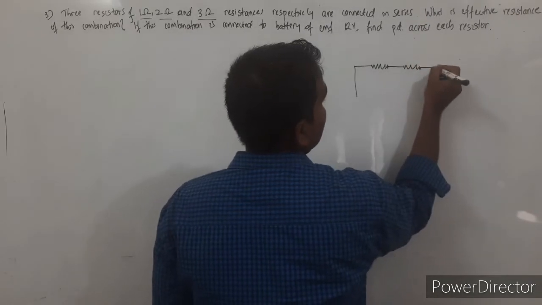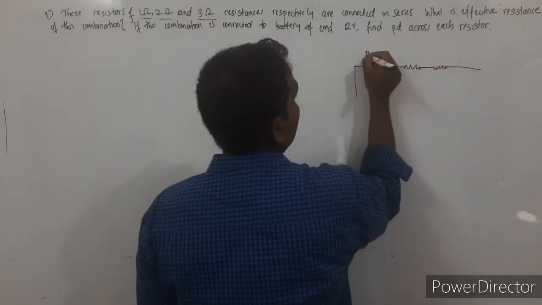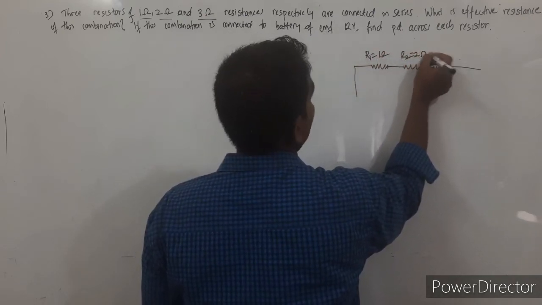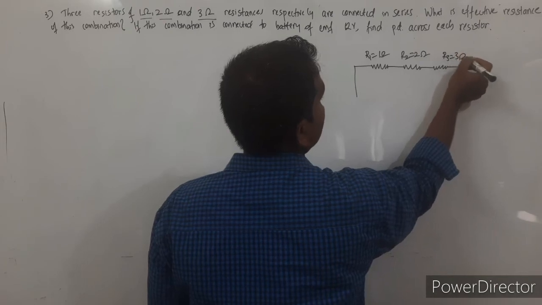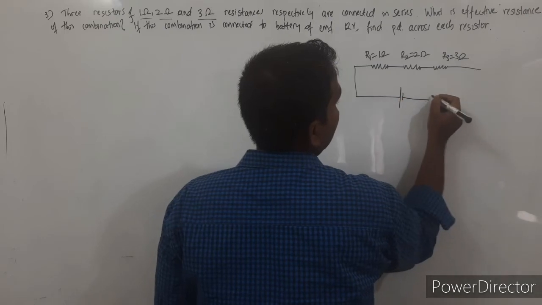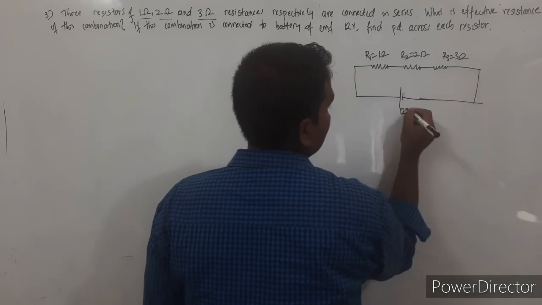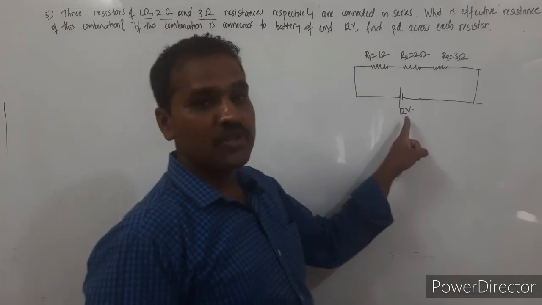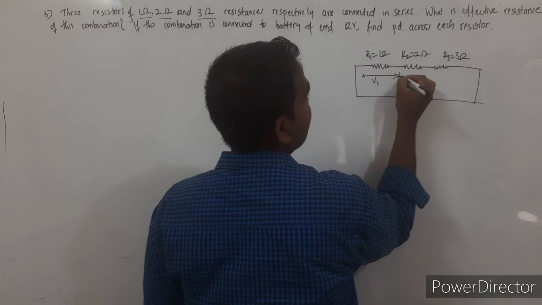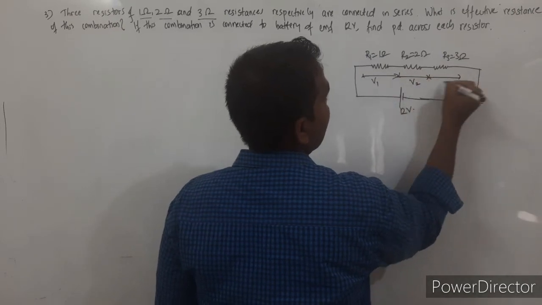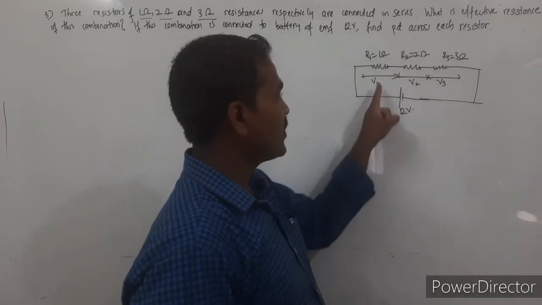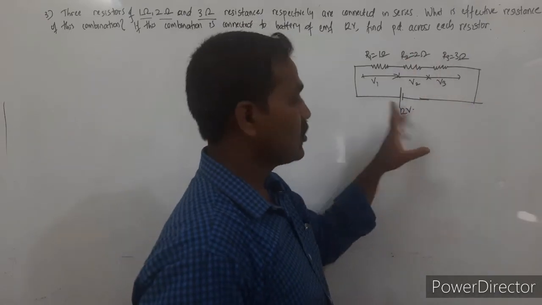So let us consider the 3 resistors. R1 is 1 ohm, R2 is 2 ohm, and R3 is 3 ohm. These are connected in series across a battery of EMF 12 volt. The potential drop across the first resistor, let it be V1, across the second resistor V2, and across the third resistor V3. So that V1 plus V2 plus V3 is equal to 12 volt.